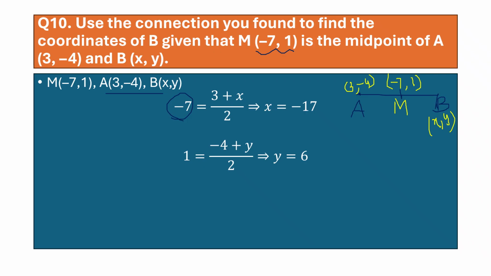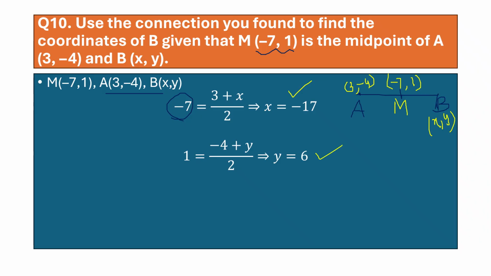So if we consider -7 as your x, so -7 is equal to, what is the formula? x1 plus x2, that is 3 plus x upon 2. So you will get the value of x, which is -17. Now again, the 1 is your y. So 1 will be equal to y1 plus y2 upon 2. So when you solve this, you will get y as 6.